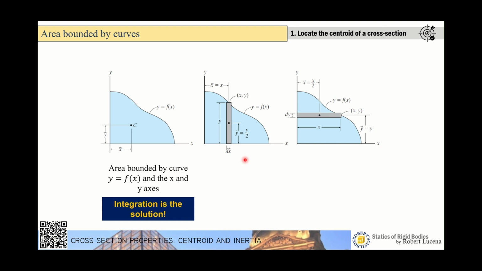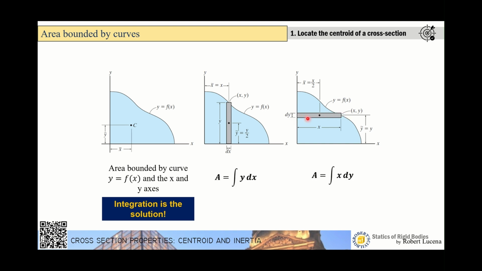Now, in integration, we use a vertical strip having a height equal to y and a width of dx. Or we can also use the horizontal strip. So never mind this typo. This should be horizontal strip. So the horizontal strip has a width equal to x and the height equal to dy.